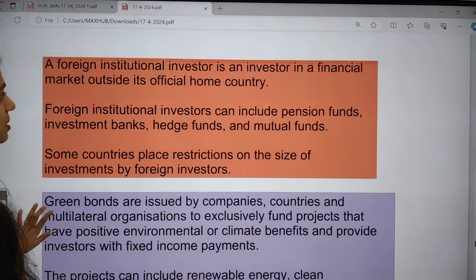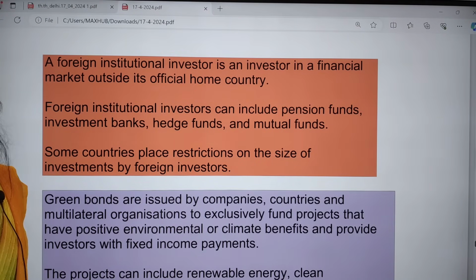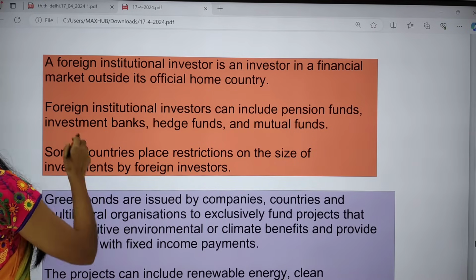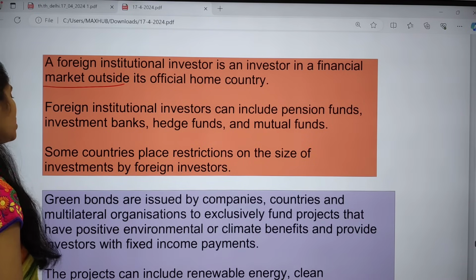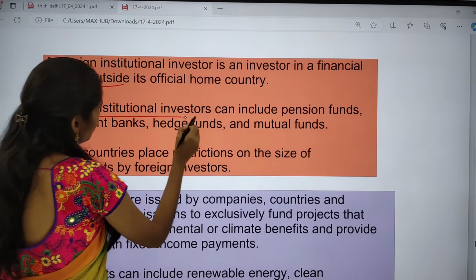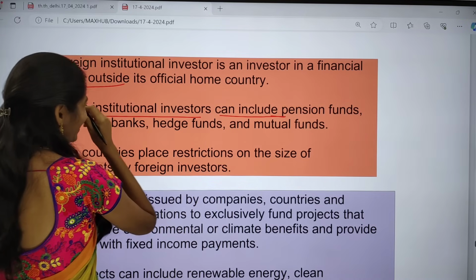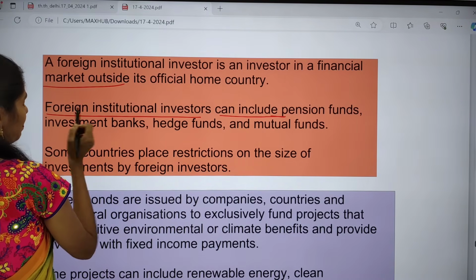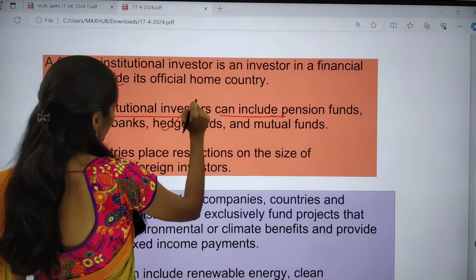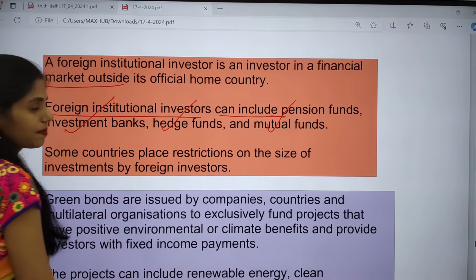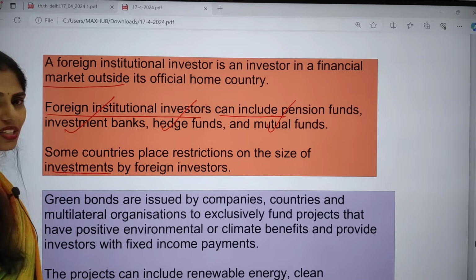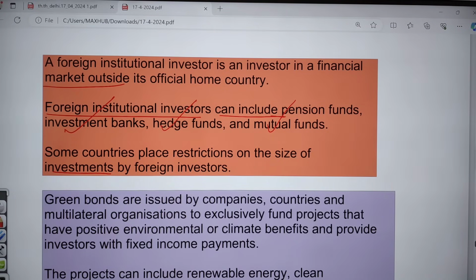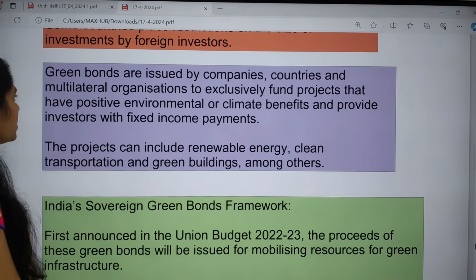Now, what is the meaning of foreign institutional investor? The person who is investing in any financial market outside their home country is called a foreign institutional investor. Foreign institutional investors include pension funds, investment banks, hedge funds as well as mutual funds. Even some countries place restrictions on the size of the investments by foreign investors.